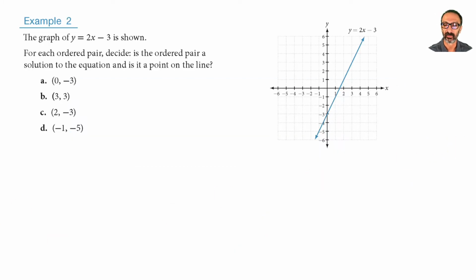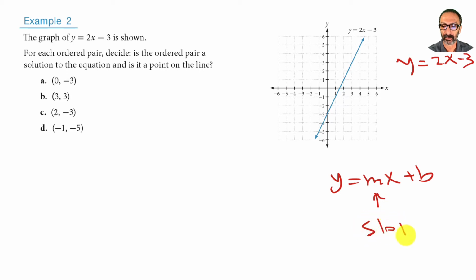Here's a graph of a slope-intercept form, which is y equals 2x minus 3. This is called y equals mx plus b. m is the slope, and b is the y-intercept. The y-intercept is negative 3, as you could see. And the slope is 2.